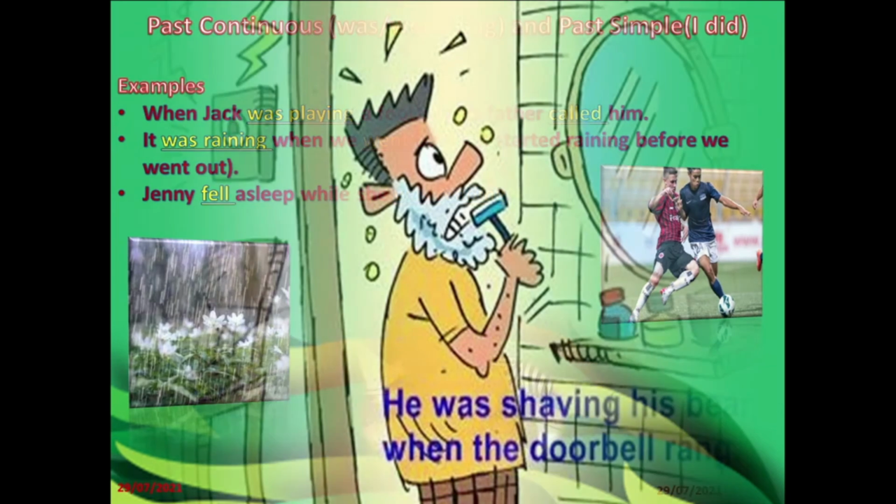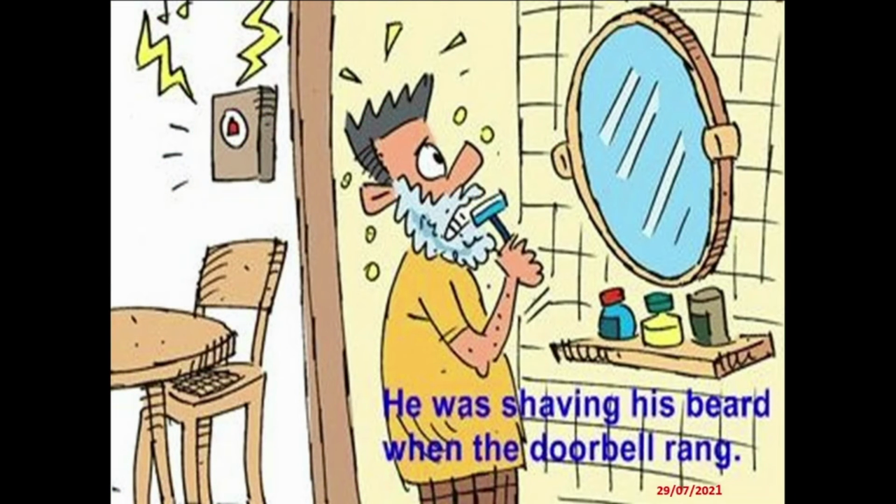Now, he was shaving his beard when the doorbell rang. So when the doorbell rang, in other words, by the time he was shaving, in the process of shaving, the bell rang. That's all. When the action was in process, that's why you call it a continuing or progressive action. Something interrupts. That is what it means.